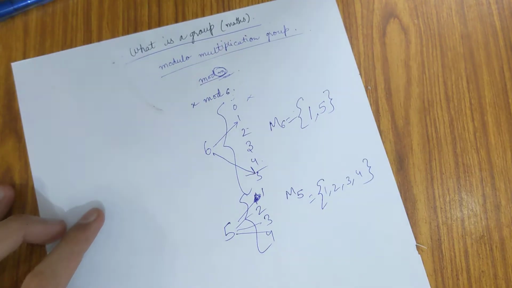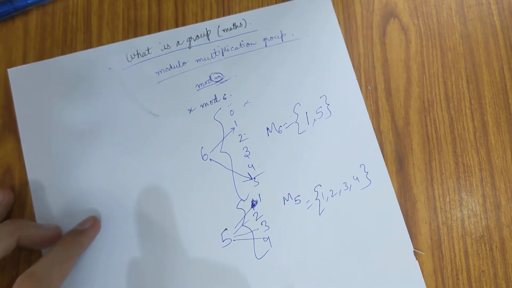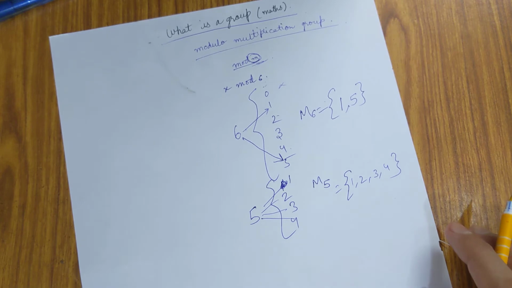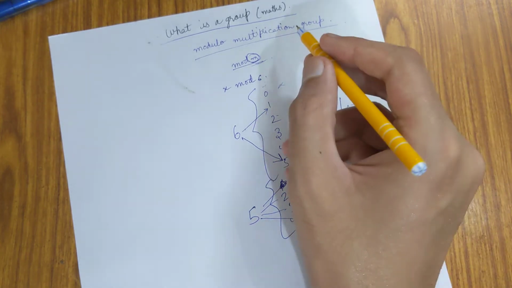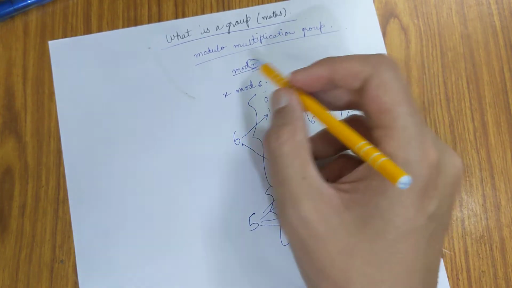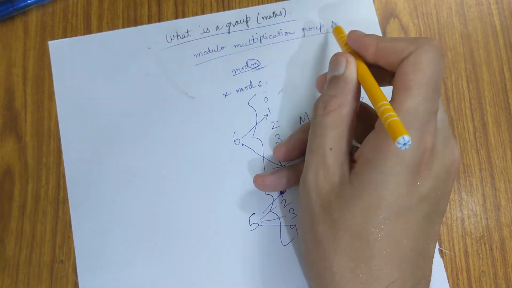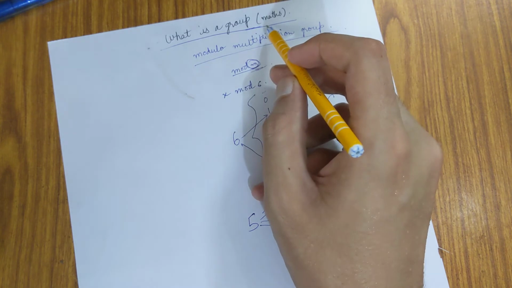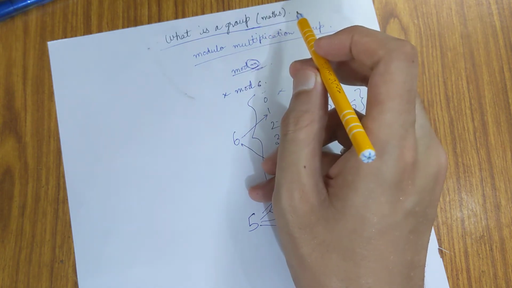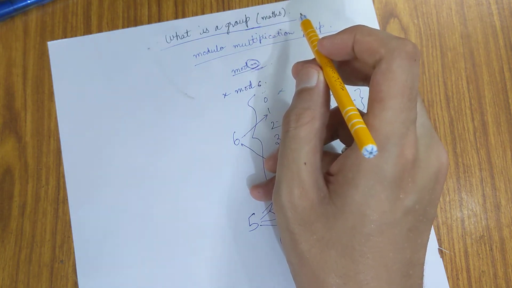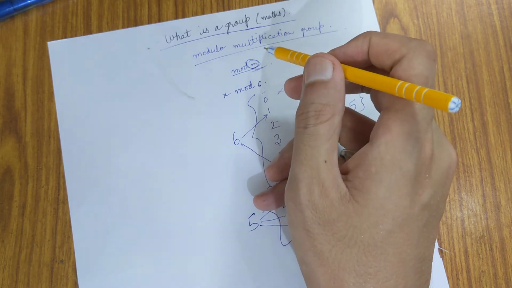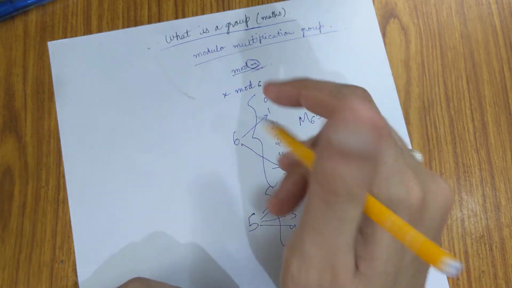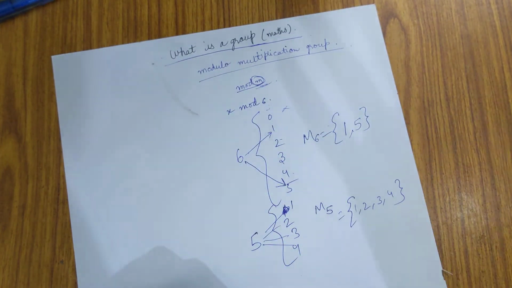So what is a group? Let's come back to the definition. I'll try to explain with respect to this example all the while. A group is a set of elements which have a binary operation defined on them, which is used to combine any two elements of the given set to form a new third element.